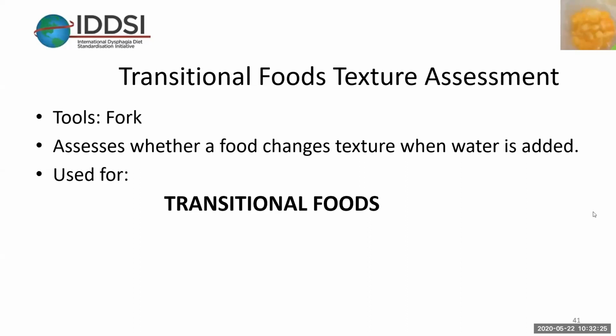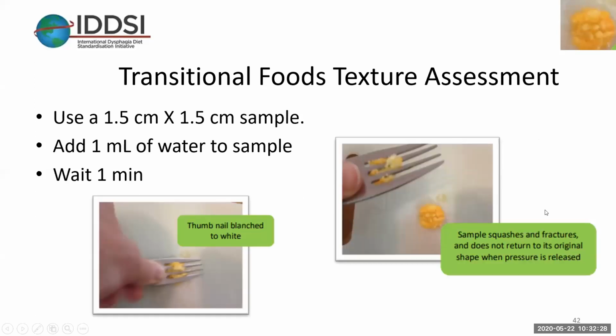So to conduct this test, we start out with a 15 by 15 millimeter piece. And it is important to note that when we talk about 15 by 15 millimeters for the transitional foods texture assessment, this is the sample size only. Transitional foods can be served at any size based on a clinician's judgment that it is appropriate for the individual. But we're talking about taking a standard sample size and adding a standard amount of moisture to it. In this case, we add 1 milliliter of water to it, and we wait 1 minute, and then you perform the fork pressure test on the sample. So you push down on the sample with the fork until the thumbnail blanches, and the sample should be squashed and does not return to its original shape.